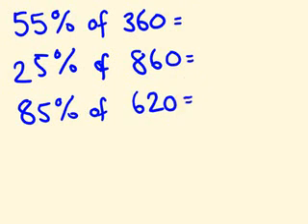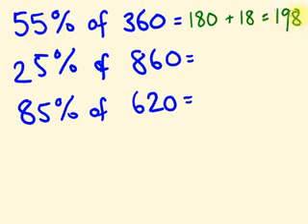Alright, hopefully you paused the video, hopefully you've given them a go, and hopefully you got some pretty good answers there. So 55% is made up of, as you might realise, a 50%, which is half, okay, 180, plus 10% and a half of that. But you might also realise that 50% and 5% is just 1/10 more of that, okay? So we get this answer of 198.